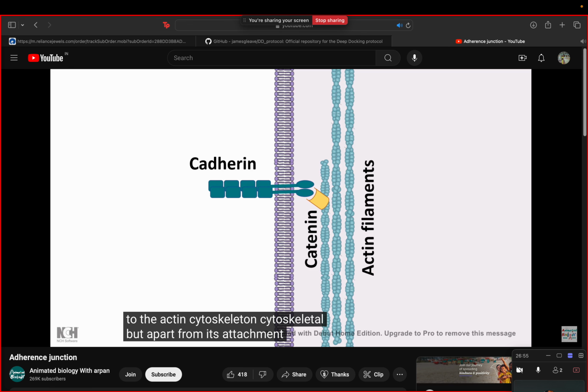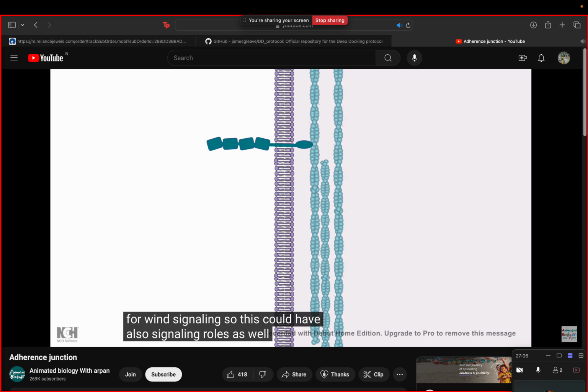But apart from their attachment or adapter function, catenin molecules are an important platform for signaling. For example, beta catenin is important for Wnt signaling. So this could have signaling roles as well.